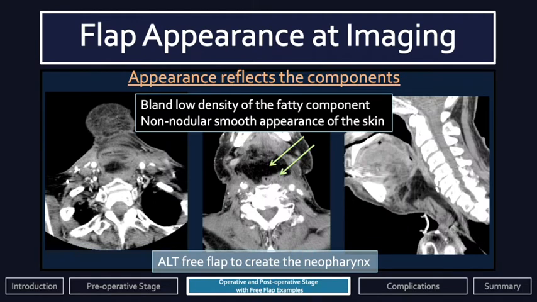This patient also had to undergo a reconstruction of the alimentary canal after a salvage total laryngectomy. The reconstruction was a tubed ALT flap. We can see the fat from the subcu location and the skin here recreating the neopharynx. Again, we want to look for clean fat, clear interfaces, and a monotonous appearance to the mucosa.